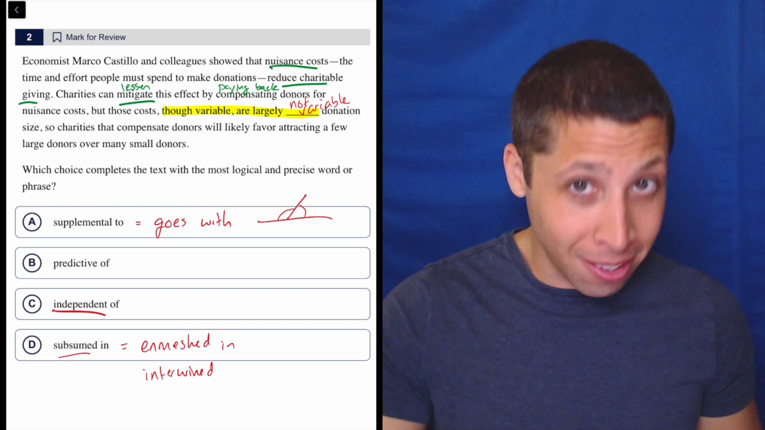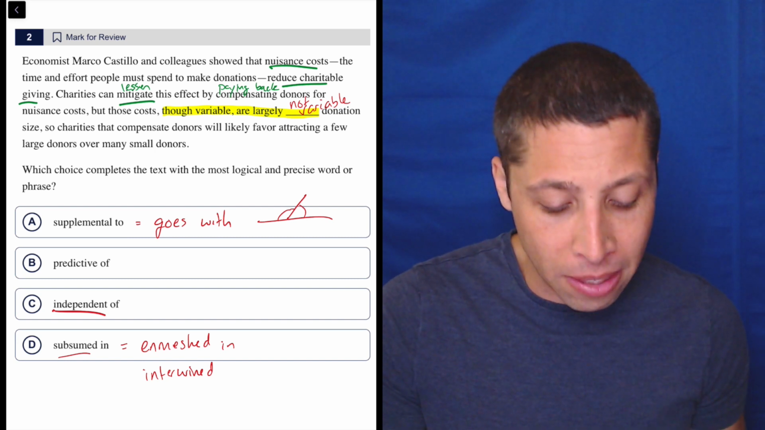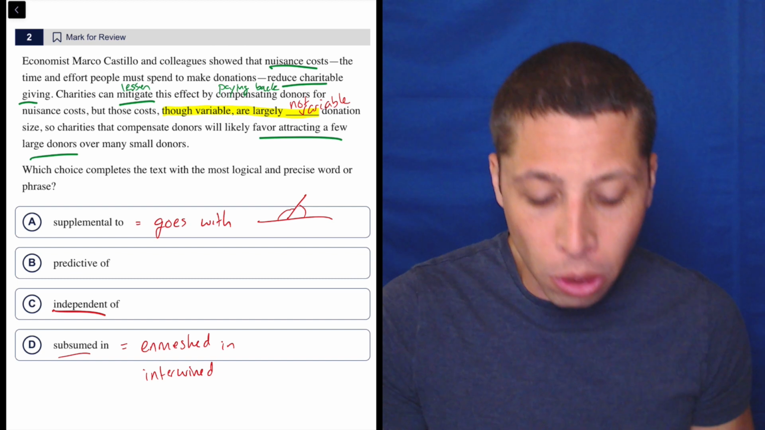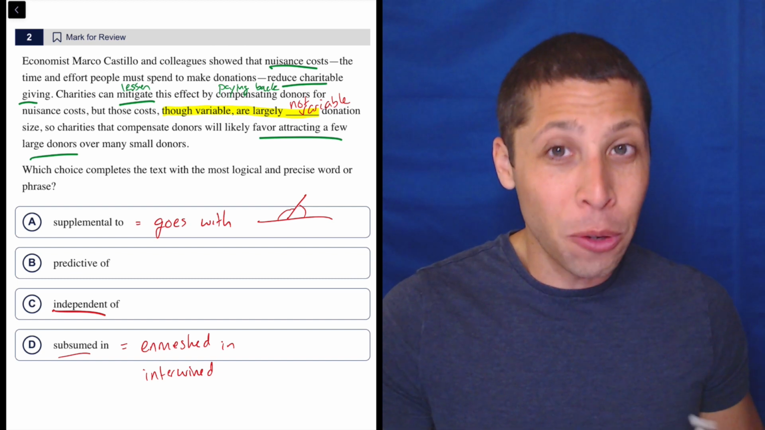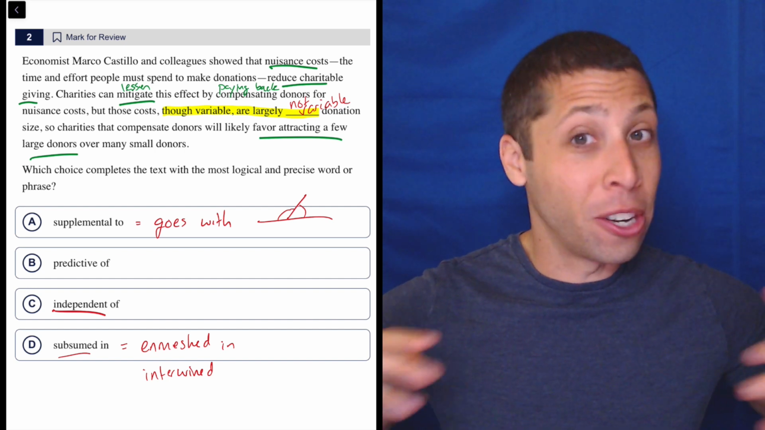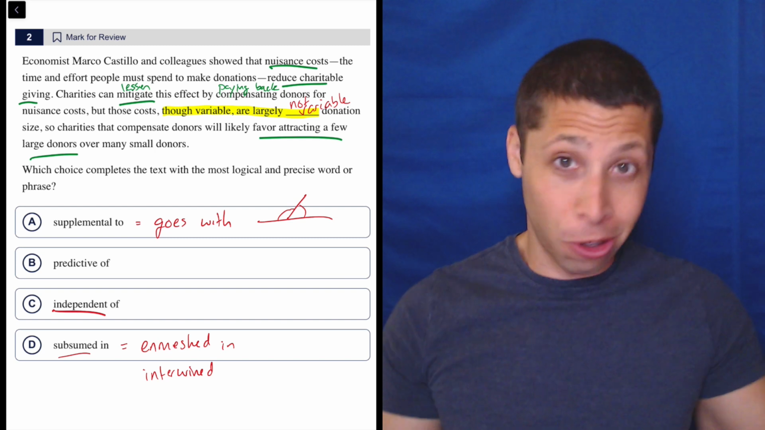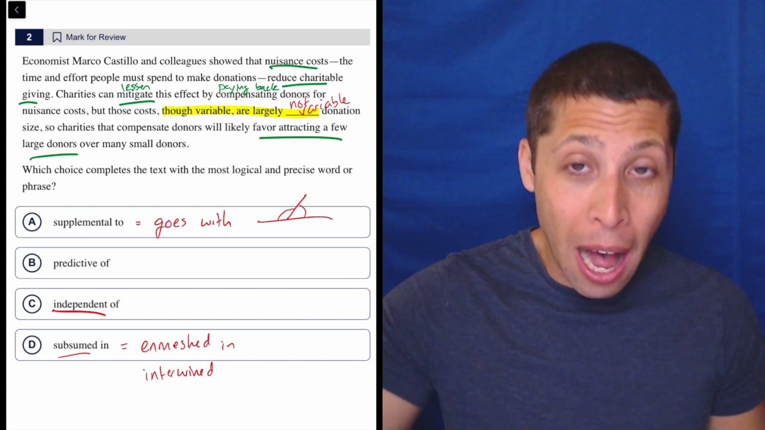So it would make sense then that charities that compensate donors will favor attracting a few large donors over many small donors, right? So if you attract a few large donors, you get a lot of money from a few people. And there's not a higher nuisance cost with those large sums of money. But because it's fewer donors, you have to compensate fewer people.